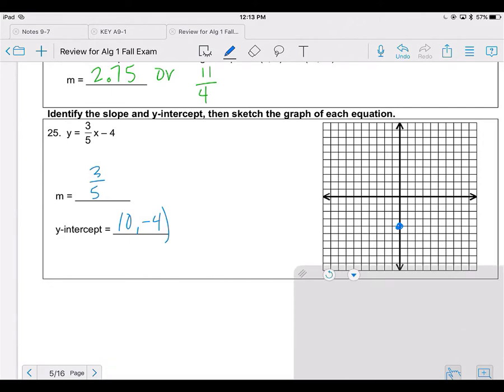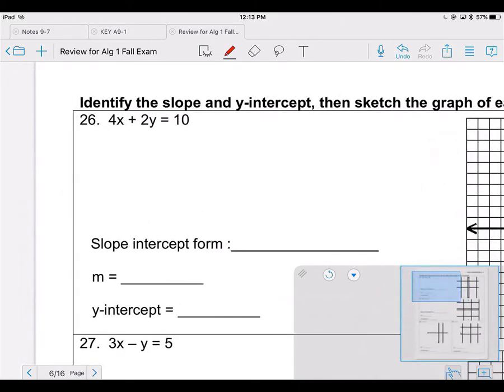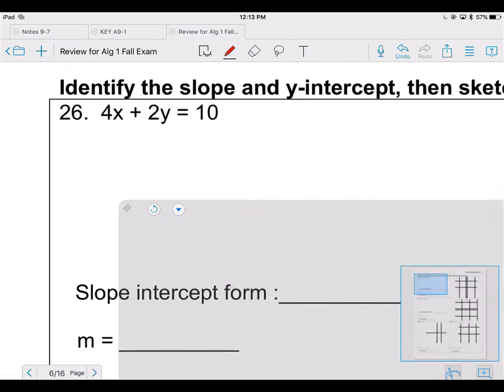My slope is 3/5, so I go up 3, right flat 5, and plot a point. Up 3, right 5, and plot a point, and draw my line between the points. Problem 26, they asked me to identify the slope and y-intercept and then sketch the graph.